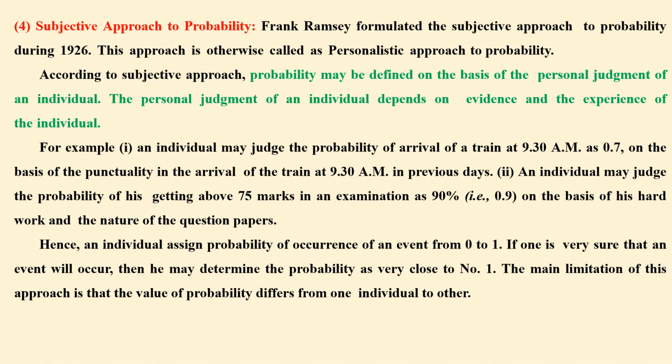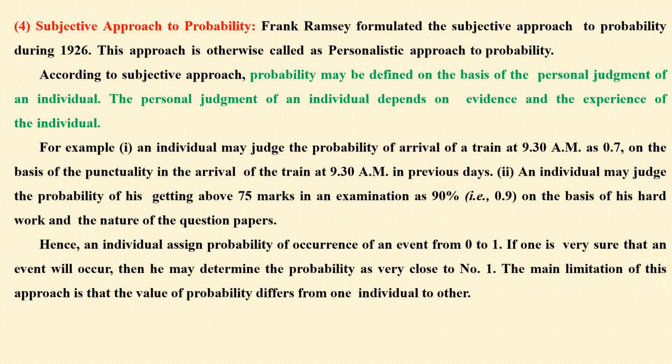Then the fourth one is the subjective approach to probability. Frank Ramsey formulated the subjective approach to probability during 1926. This approach is otherwise called the personalistic approach to probability. According to the subjective approach, probability may be defined on the basis of the personal judgment of an individual. The personal judgment of an individual depends on the evidence and experience of the individual.